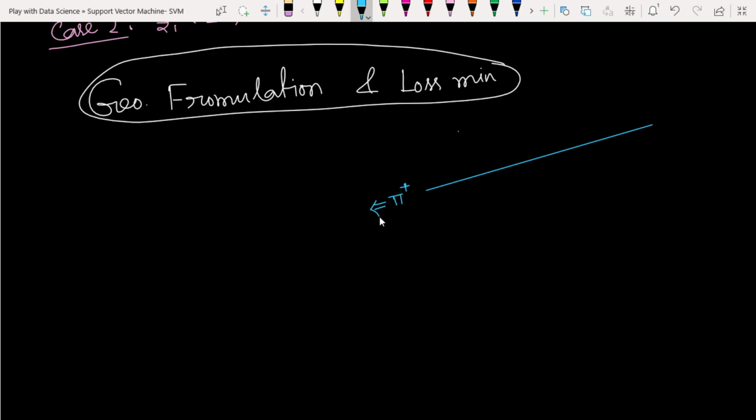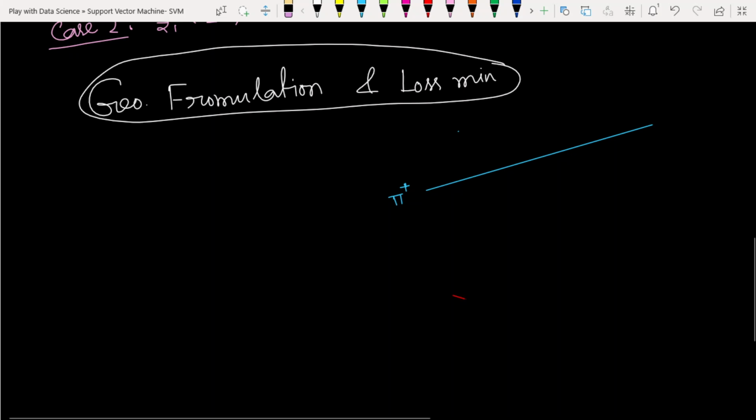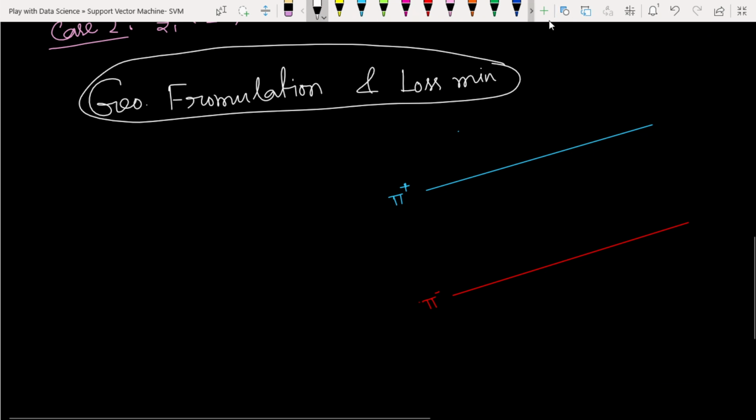And what is its equation? I think everyone knows the equation. Simply, the equation is w transpose x plus b is equal to 1. I think there is no need to write it here again and again. Now I will draw our negative plane, the pi minus plane, that we call the negative support vector plane. It is pi minus, and its equation we already know, w transpose xi plus b is equal to -1. I'm not writing this again and again.